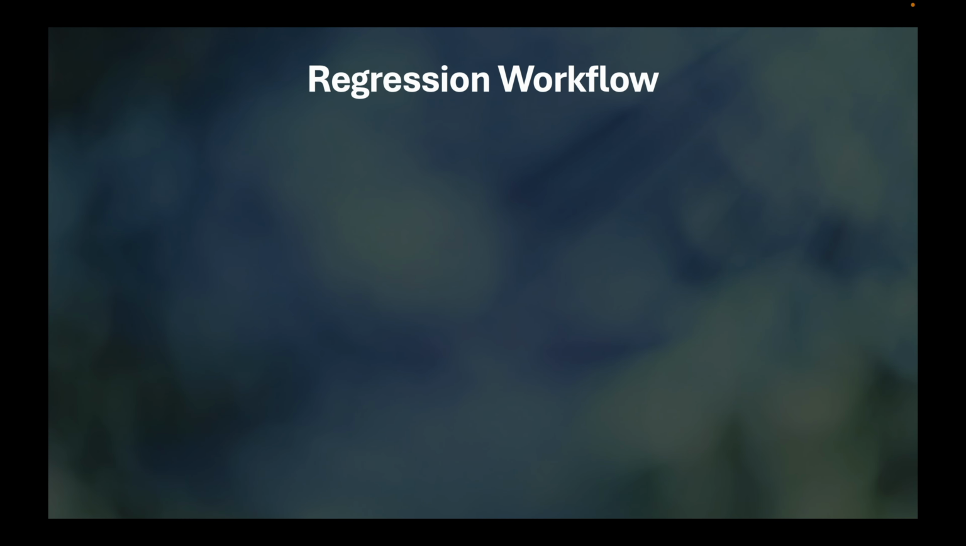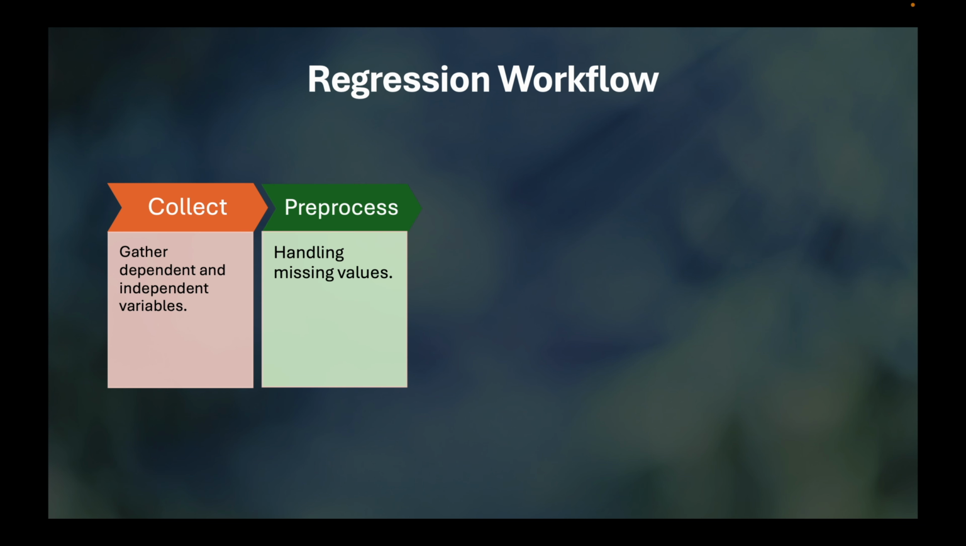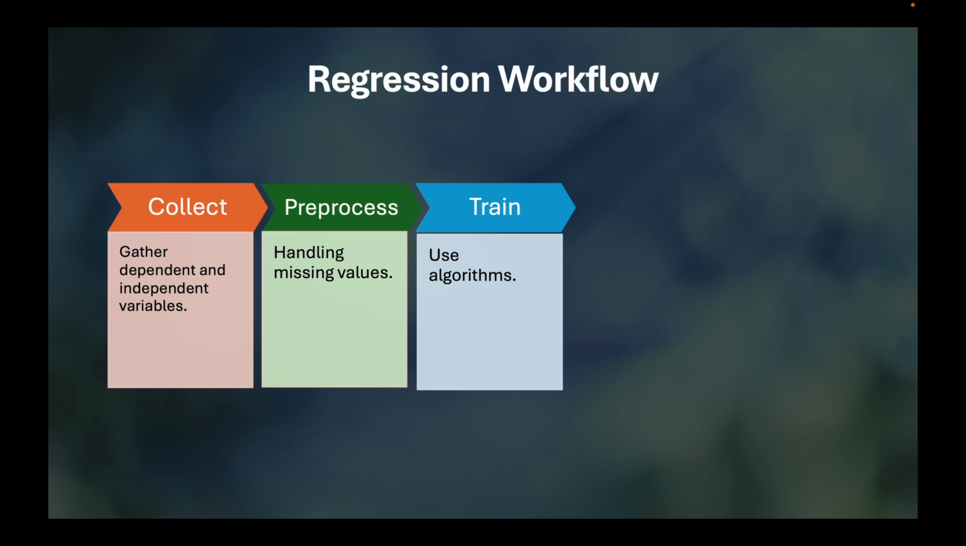Regression workflow. Here's how a regression model works. The first is collect the data. Here we gather data, that is independent variables and dependent variables. The second is pre-process the data. We handle the missing values, normalize, and split into train and test datasets. And the third is train the model.